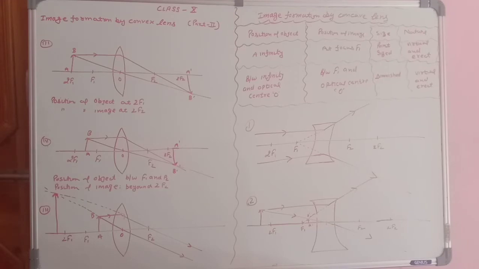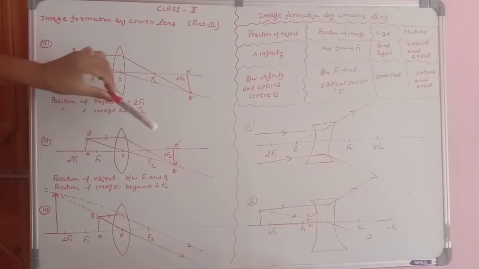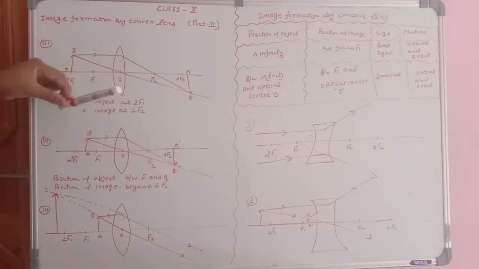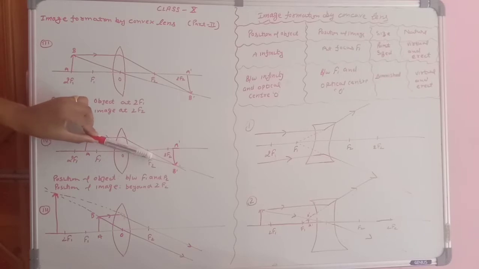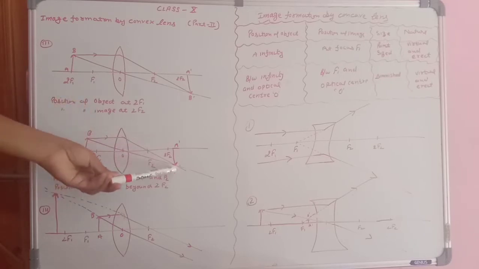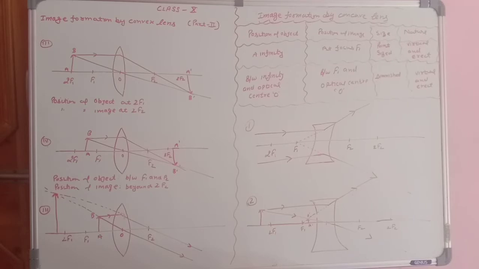Fourth ray diagram is when object is between f1 and f2. So you can see I have taken my object between f1 and f2. First ray is going straight and it is passing through focus, and second ray is going straight through optical center. Both are cutting each other at a point. There will be formation of image. Don't forget to give name to image, that is A dash B dash.